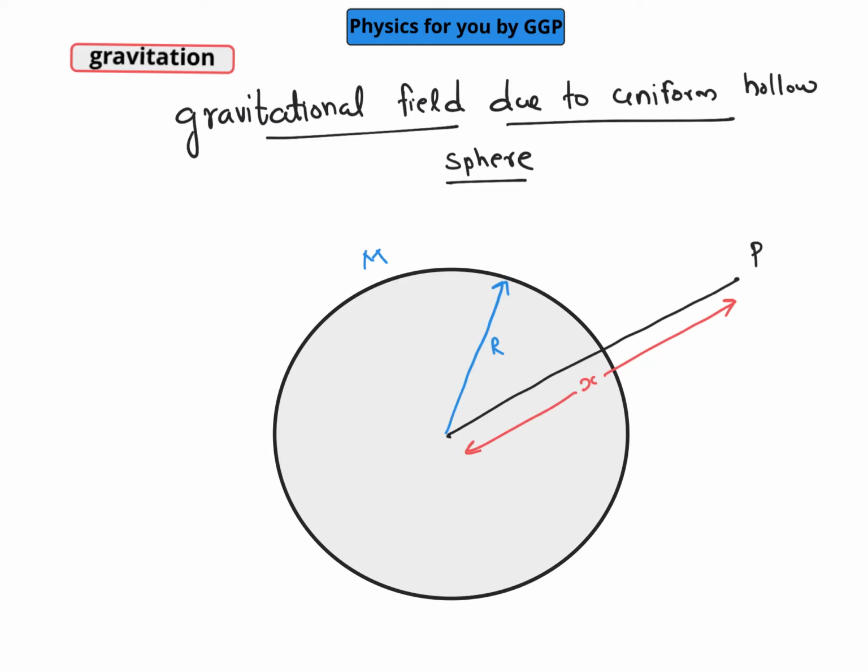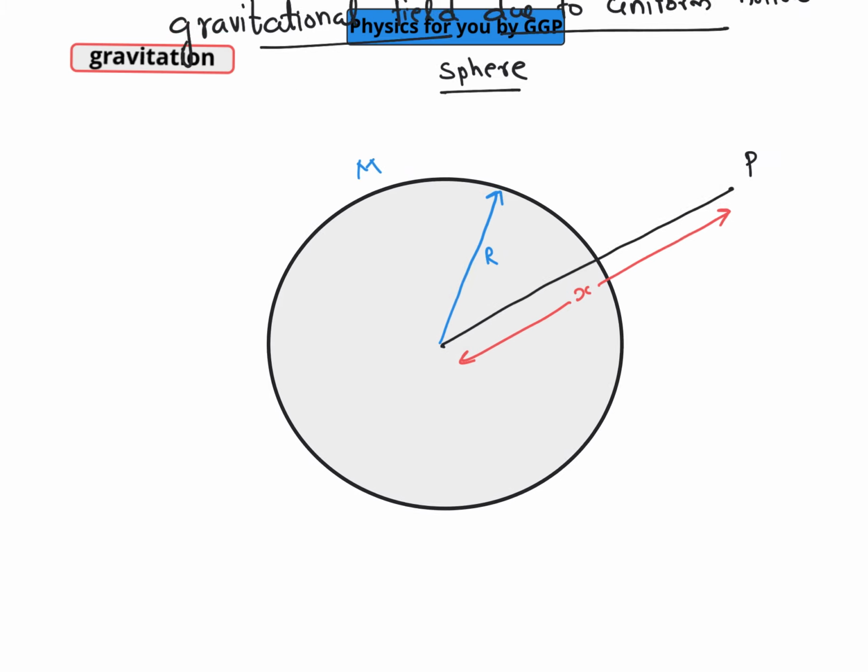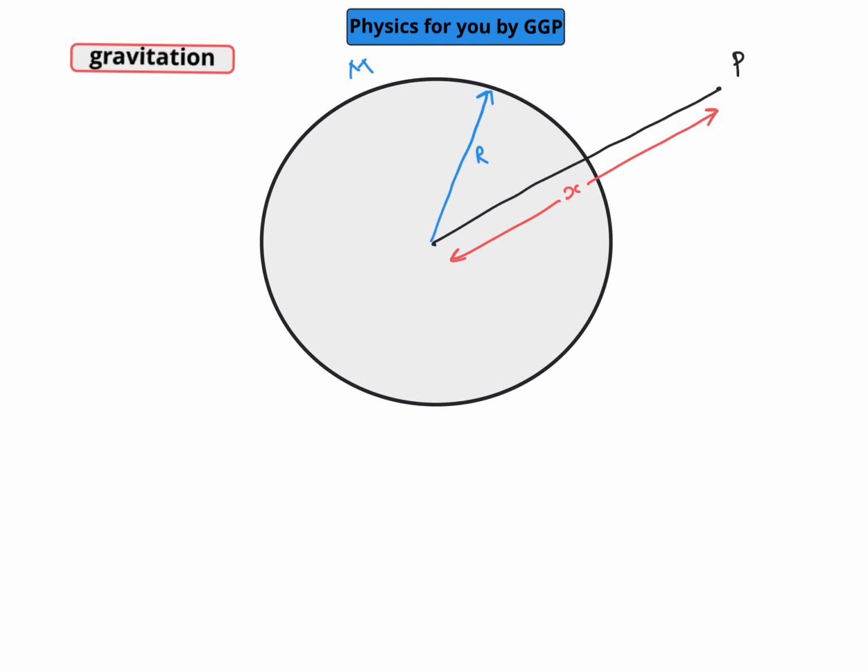Now we'll discuss how to find out the gravitational field due to a uniform hollow sphere. So consider that we have a hollow sphere of mass m and radius r, and our aim is to find out the value of the gravitational field at a point P, which is at a distance x from the center. So over here basically we can consider different cases.